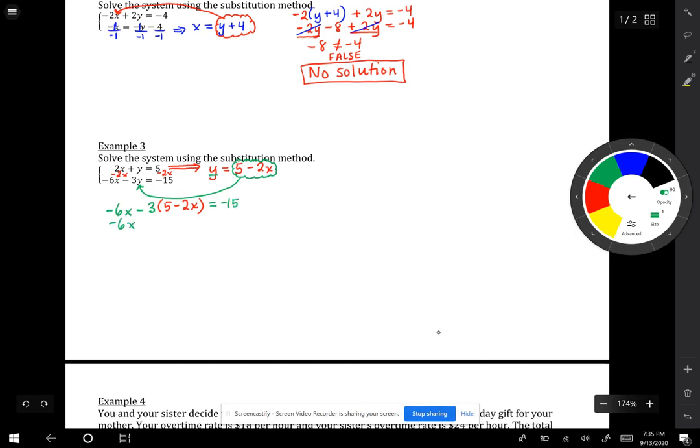Negative 6x. Now let's be careful here. We have so many negatives. Negative 3 times 5 is negative 15. And a negative times a negative is positive. If you make mistakes like that and you come up with an ugly answer, you should probably think that you did something wrong. But sometimes you can have ugly answers. Negative 6x plus 6x is 0. They cancel. So we're left with negative 15 equals negative 15. And that is definitely true. Same numbers on both sides. So this is infinitely many solutions.